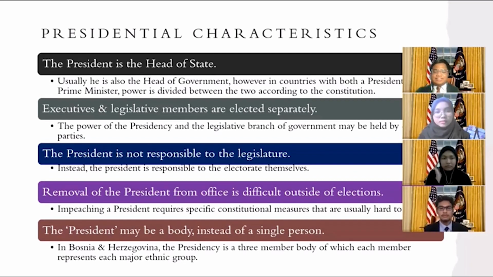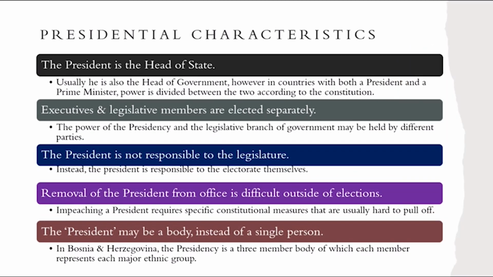Alright, so moving on to the next characteristic: the removal of the president from the office is difficult if outside of the election. That means to impeach a president requires specific constitutional measures that are usually hard to pull off. And the last one is the president may be a body instead of a single person.